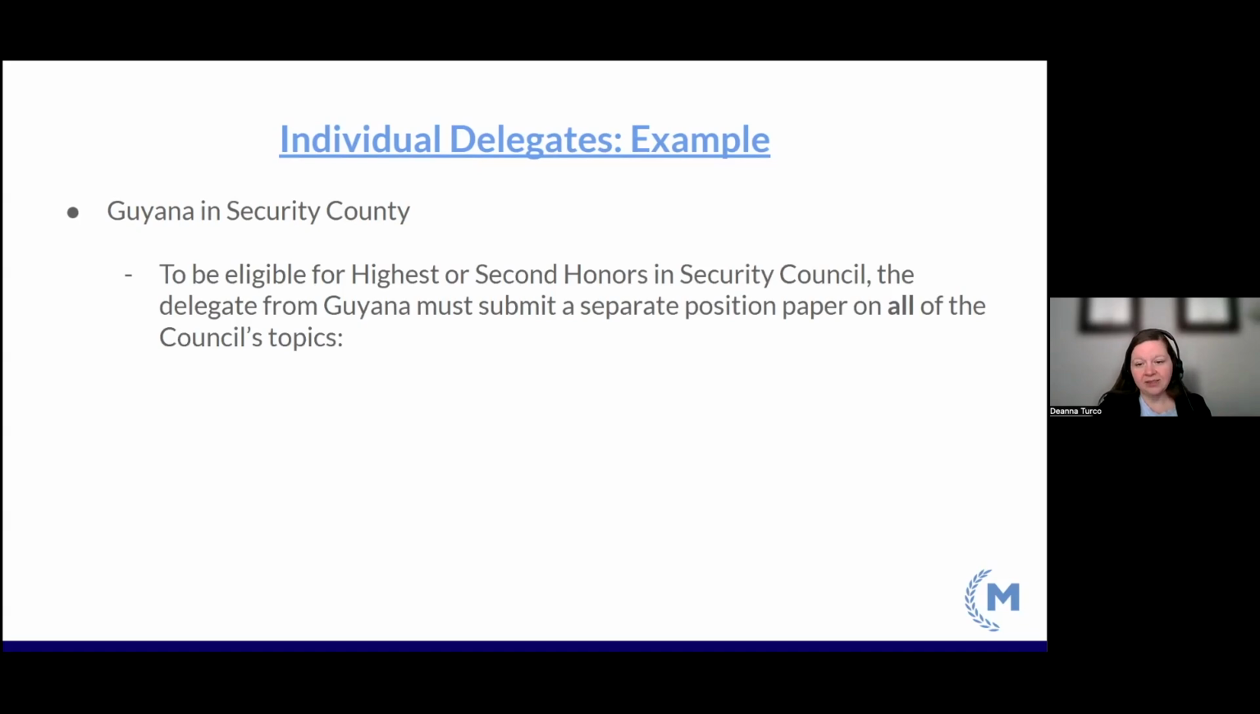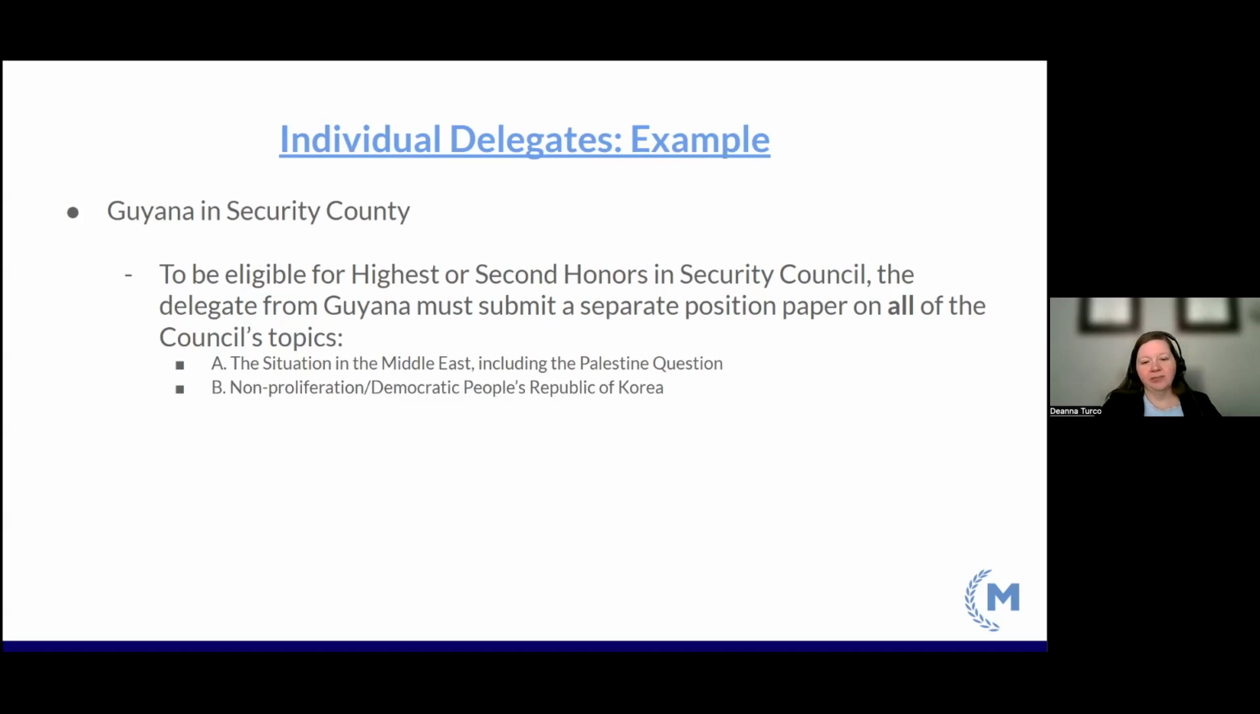For the Guyanese delegate to be eligible for second or highest honors in Security Council, that delegate needs to submit a position paper on all of the council's topics. And the Security Council has 4 topics, 5 with an asterisk, as I'll explain in a minute. The Security Council's topics are the situation in the Middle East, including the Palestine question, non-proliferation and the Democratic People's Republic of Korea, the situation in Venezuela, and the situation in Sudan and South Sudan.